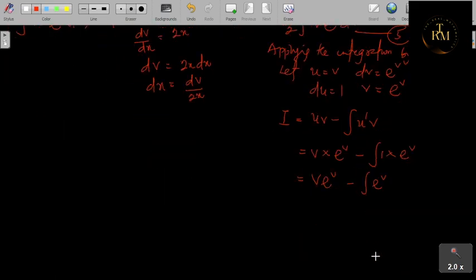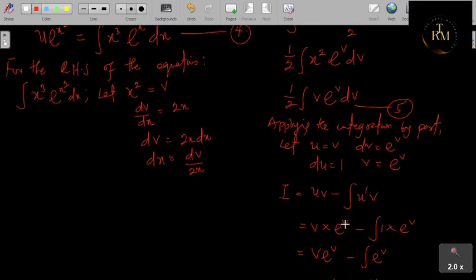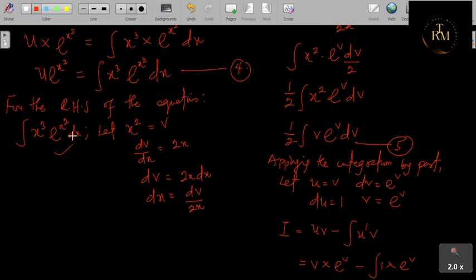And if I go down, that should give me exponential v minus exponential v. So at the end of the day, my integral here will be exponential v into bracket of v minus 1. So equation 5, as you can see at the top here, would definitely become 1 over 2 exponential v into bracket v minus 1. So I've successfully now finished up the derivative of this one, x cubed exponential x squared, as from equation 4.